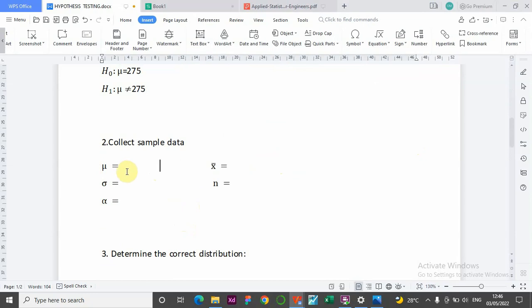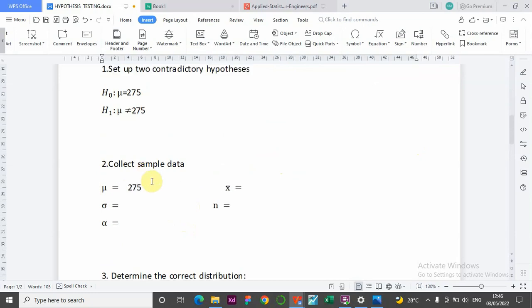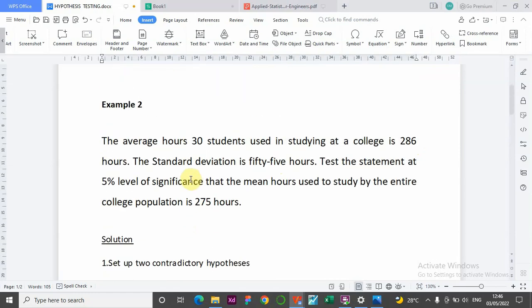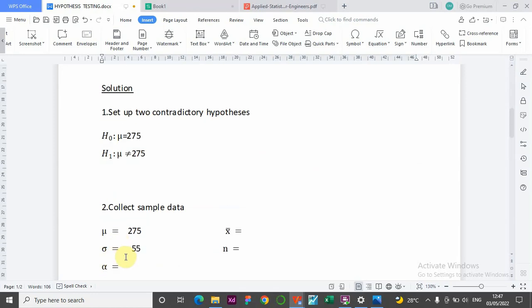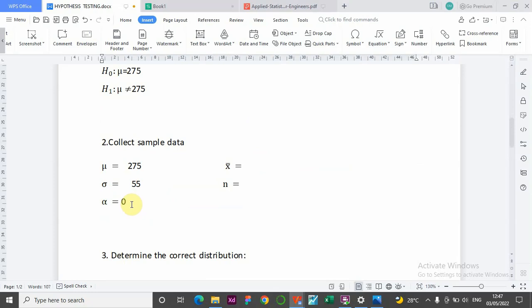The population mean is 275. The population standard deviation from the question is 55 hours. Then the alpha is 0.05, so we are using 5%. When we deal with management, social science or economics, most times we use 5%, but when it comes to health, we use 1%, because there must be minimum error committed when you deal with people or patients, or when you talk about drug efficacy. You have to commit the lowest minimum error.